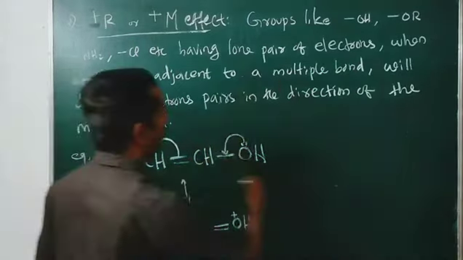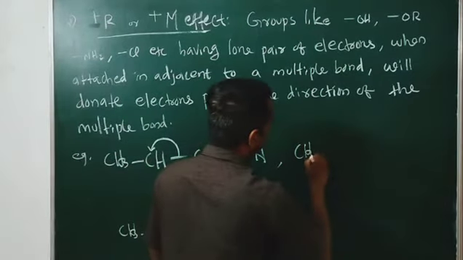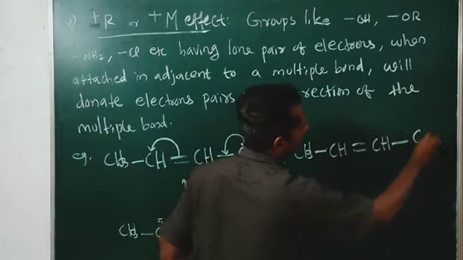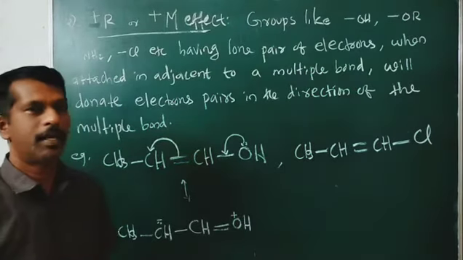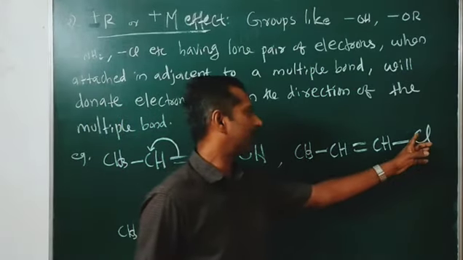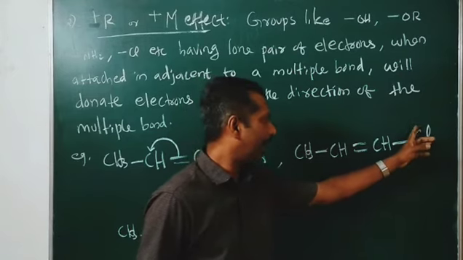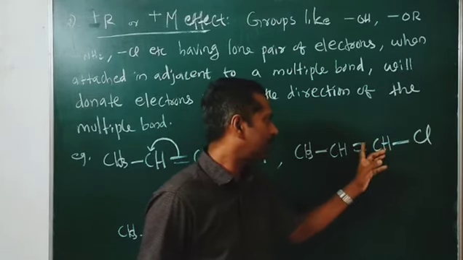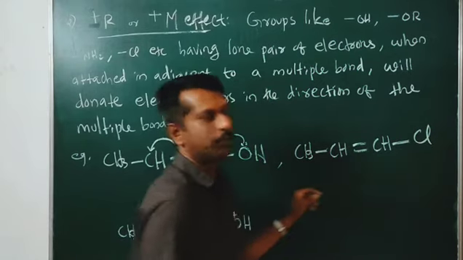Another example we can say is CH3 CH double bond CH single bond Cl. Suppose this is the condition. Now you can see that an atom or a group of atoms having a lone pair of electrons is adjacent to a multiple bond. This effect happens when an electron donating group is adjacent to a multiple bond. Here, electron donating group. So what will happen?